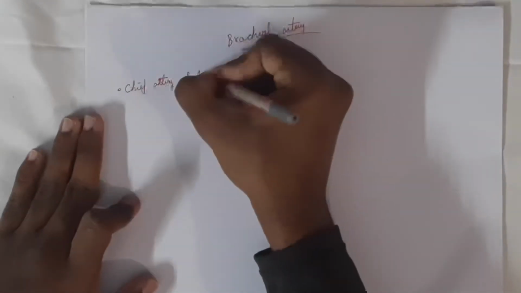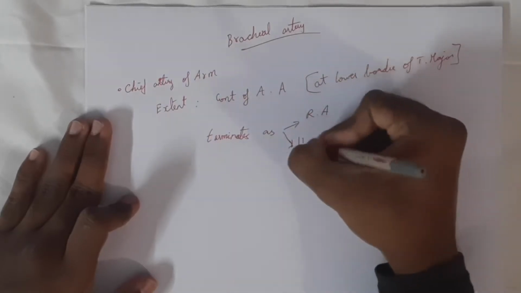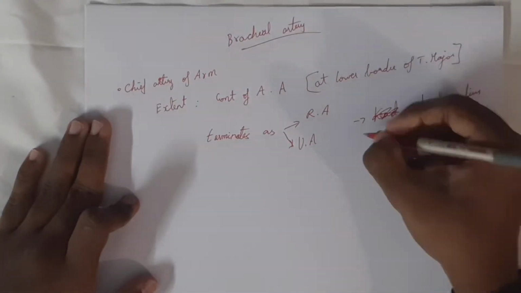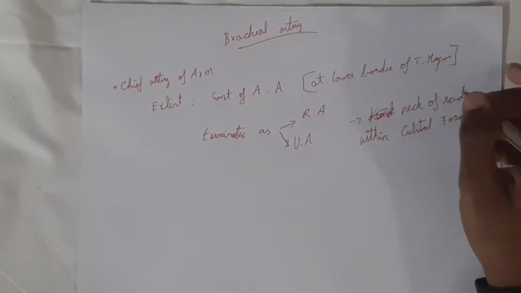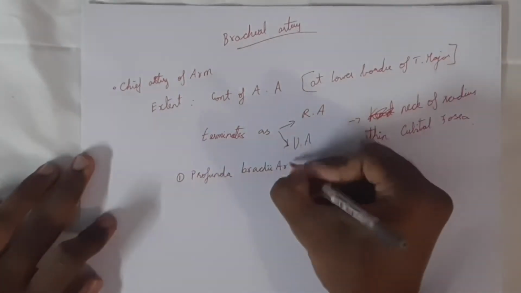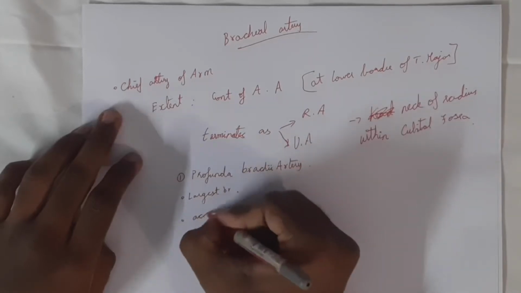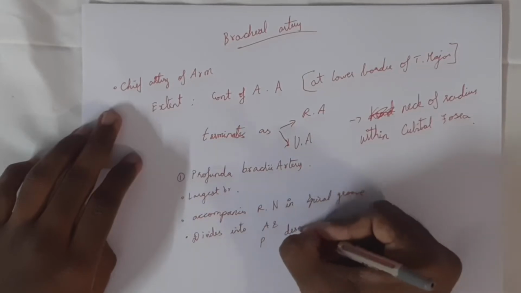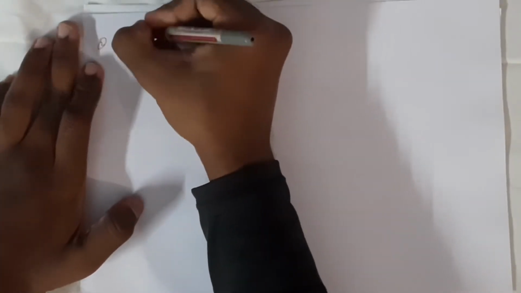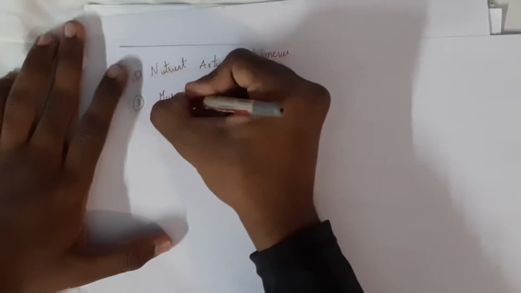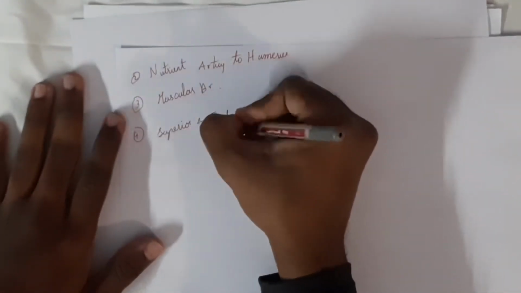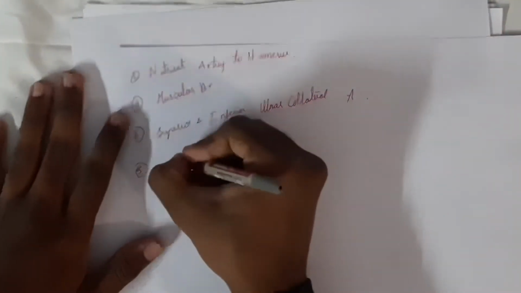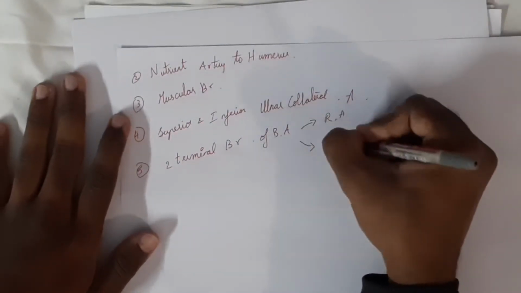And now we move on to the brachial artery. It is the chief artery of the arm. Extent is continuation of axillary artery at the lower border of teres major to the termination as radial and ulnar artery at the neck of radius within the cubital fossa. The first branch will be profunda brachii artery, the largest branch of brachial artery. Runs backwards and accompanies the radial nerve in the radial groove or spiral groove in the lower triangular space. Divides into anterior and posterior descending branches. And next will be the nutrient artery to the humerus, the muscular branches, superior and inferior ulnar collateral arteries, and two terminal branches, the radial and ulnar artery.